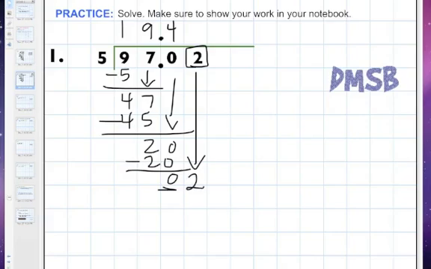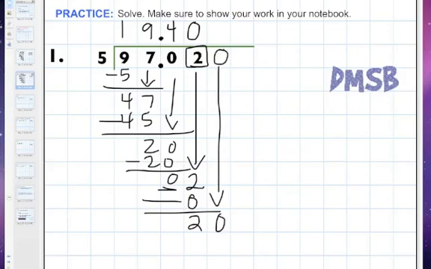2 items to share among 5 groups is 0 shares. 0 times 5 is 0, and you have 2 left over. And again, just like that problem I showed you first, that's where you're going to have to add a 0 to extend the decimal so that you can extend the division. 20 shares among 5 groups would be 4 shares each, and then it goes ahead and terminates.